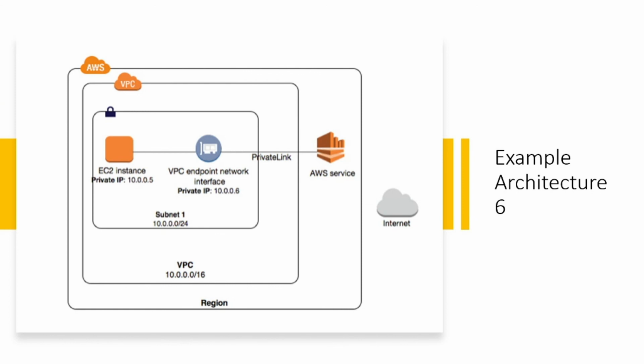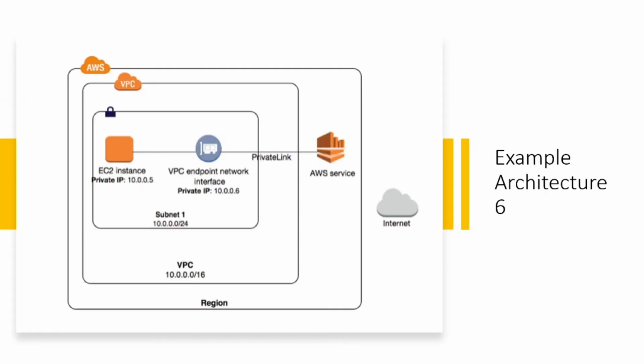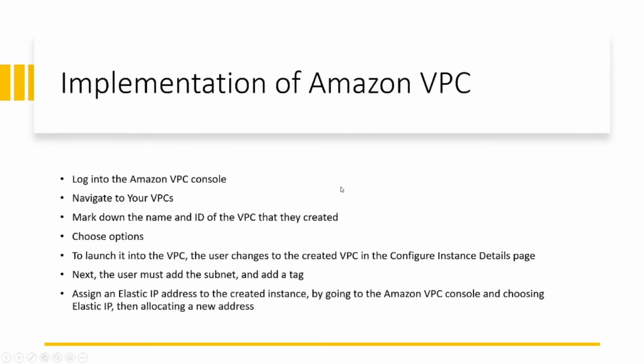The last one shows something very interesting. It is the PrivateLink architecture, which is provided by Amazon, and it can create a VPC endpoint that creates an elastic network interface. This IP address filters traffic coming to the user's service and EC2 instances, which is very helpful for security purposes, and it's made very easy by Amazon. So you're actually just using this, going through PrivateLink, and then going right to AWS. Instead of setting it up yourself, they just kind of do it for you, which is nice.